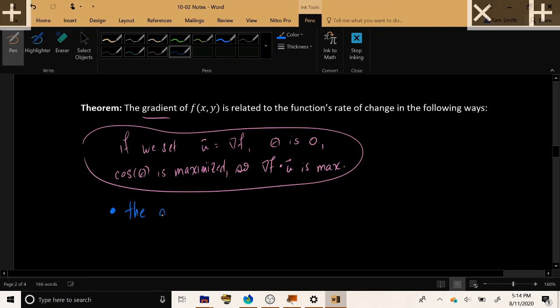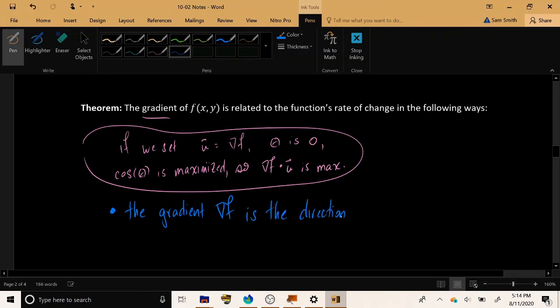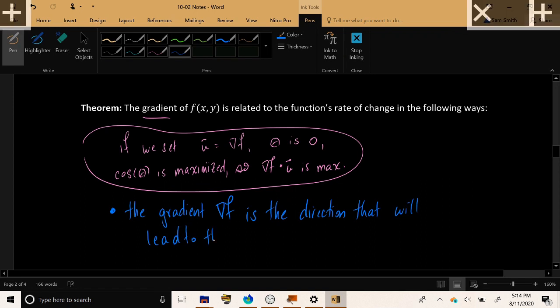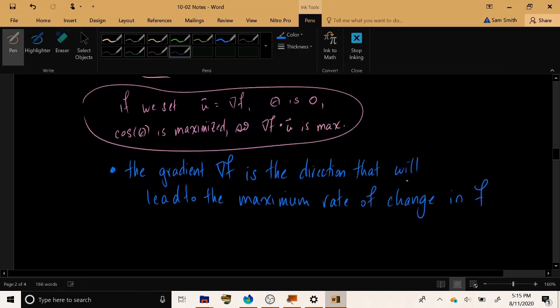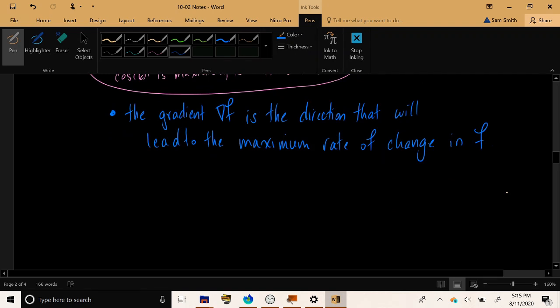The gradient is the direction that will lead to the maximum, the largest possible increase in the value of your function f. If you move in the direction of the gradient, you will increase the value as fast as possible.